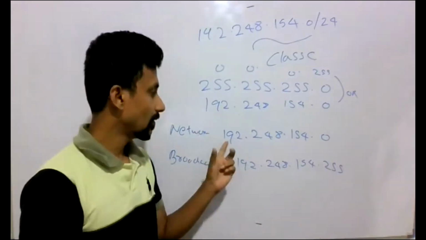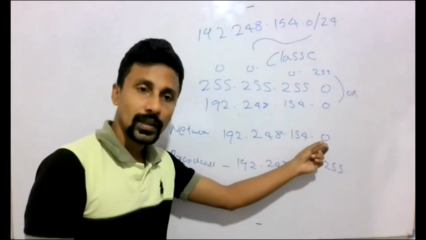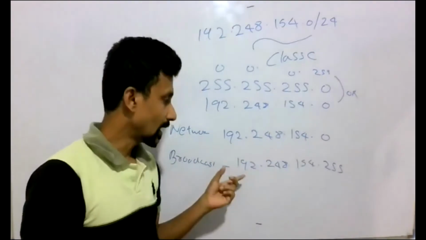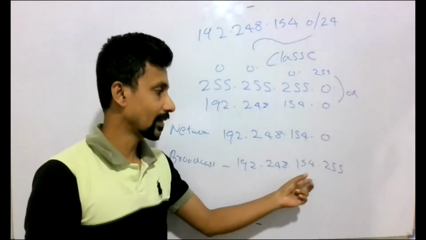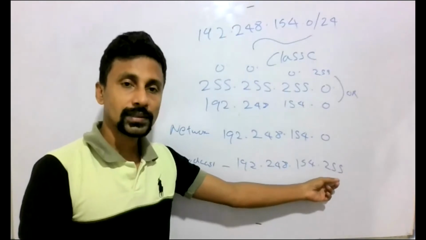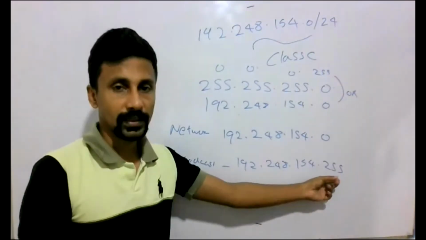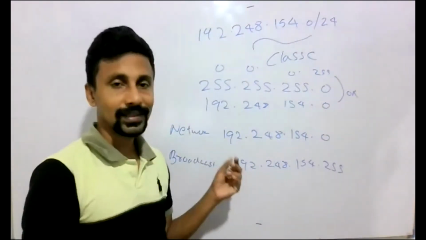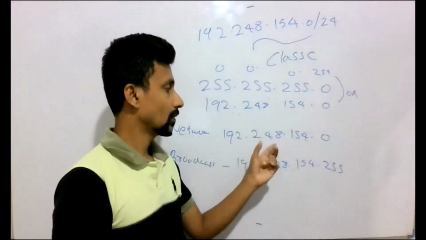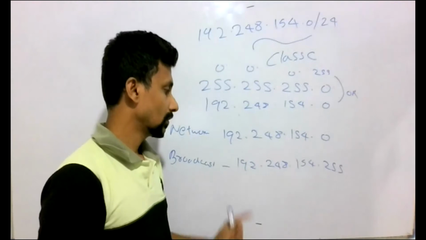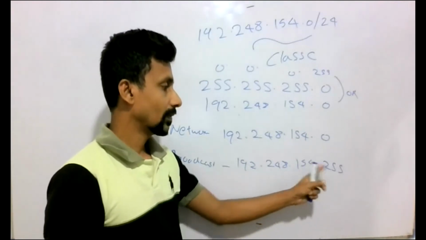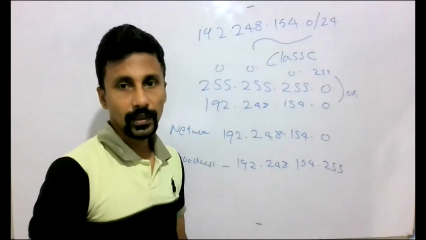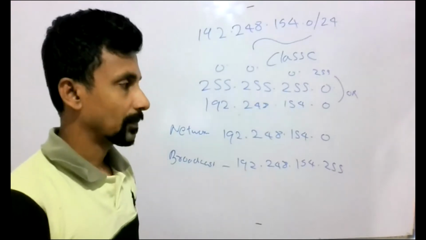Usable addresses: 192.248.154.0 is the network address, the first host address is 1, and the last host address is 192.248.154.254. 255 is the broadcast address. So usable hosts are 254. But here they are asking for the range, which is 192.248.154.0 to 192.248.154.255. This is the range. Up to now it's okay.